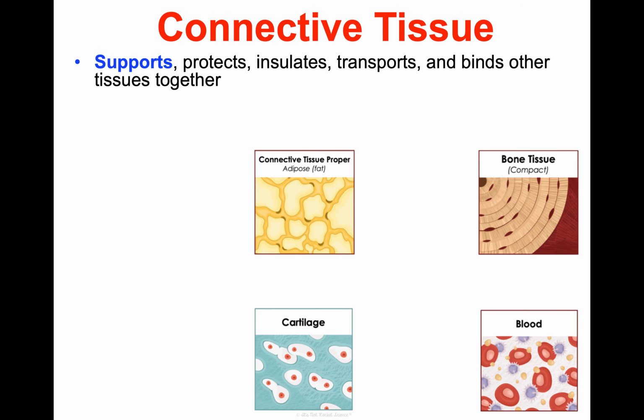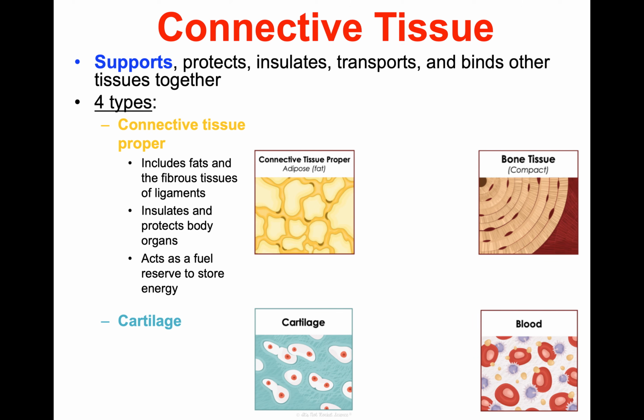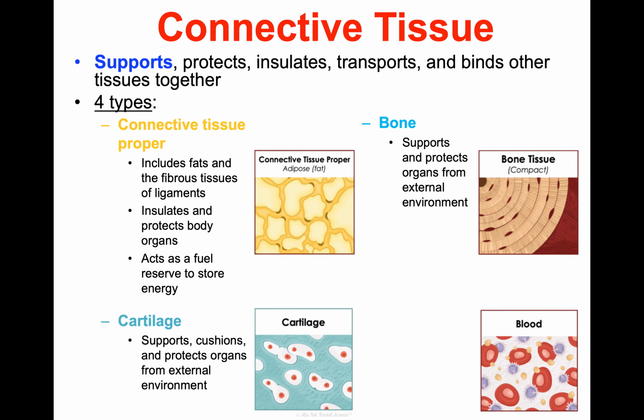All right, let's talk connective tissue. It is here for support, protection, insulation, transport, and binding other tissues together. The 4 types are connective tissue proper, which includes fats like adipose and the fibrous tissues of our ligaments. It specializes in insulation and protection of our organs, and it acts as a fuel reserve to store energy, because of course that's what fat does. Cartilage supports, cushions, and protects from the external environment. Bone is also doing that, just in a different way. And then blood specializes in transport.